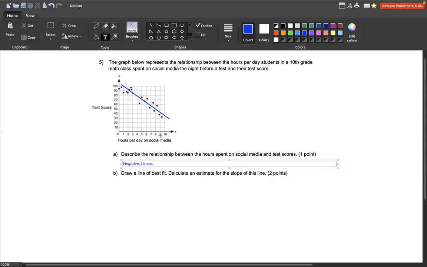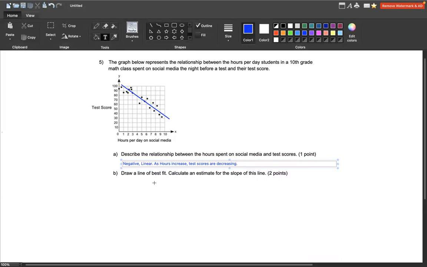So remember, you always start with your X because the hours is affecting the test score. How many hours you spend per day on social media, that's what's changing your test score, not the other way around. So as hours increase, what's happening to the test scores? Well, as these hours are going up, the test scores are going down, and that's why it's negative. So as hours increase, test scores are decreasing.